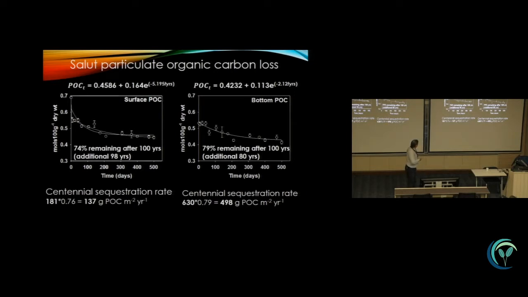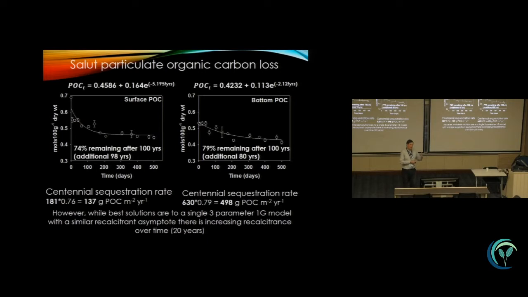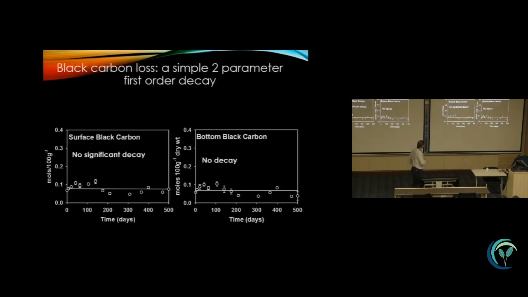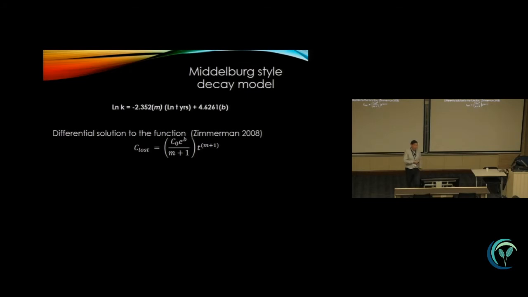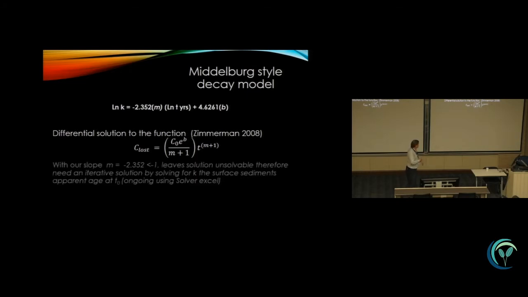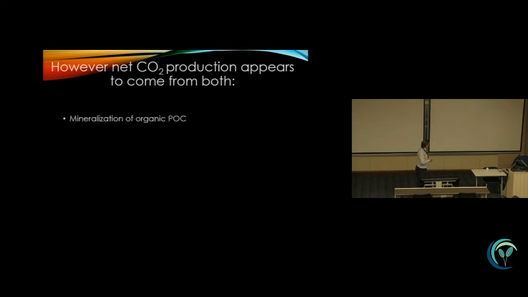There are other models as well, but you can overfit them, unfortunately, which may be more appropriate, but they give rather strange results. So you have to be careful of overfitting in these things. The black carbon itself didn't change, which is nice. And the decay model, we then tried to apply to looking at the 20-year-old differences. But unfortunately, we didn't have much success because the slope of that curve was negative and not solvable. So we have yet to really work that one out.